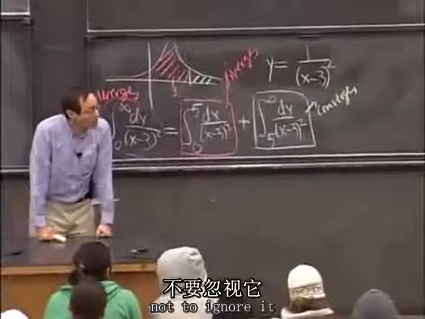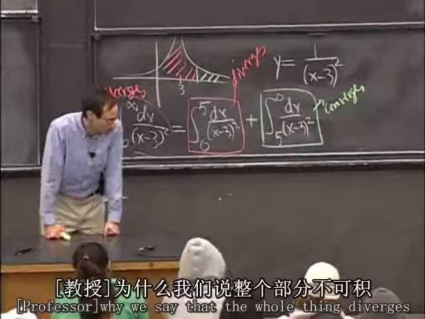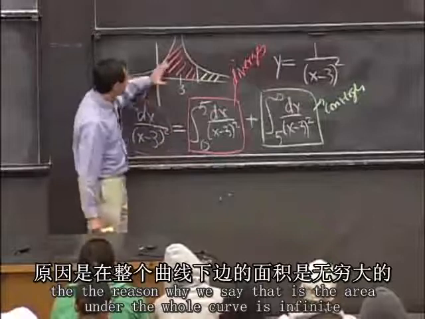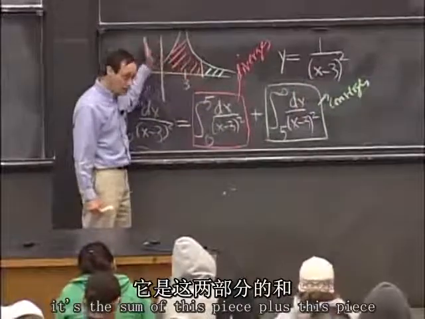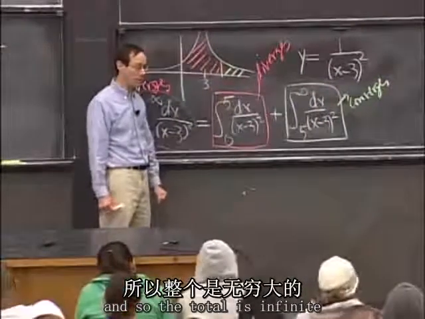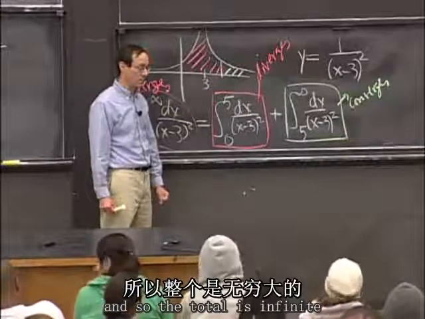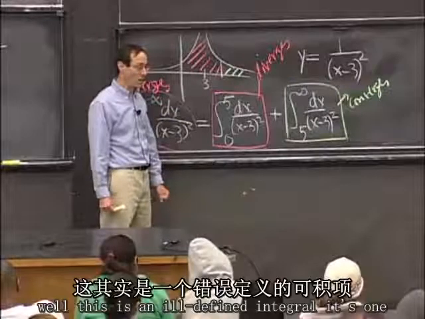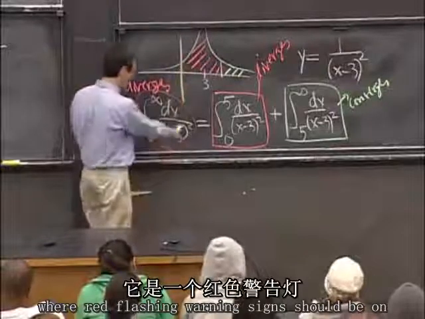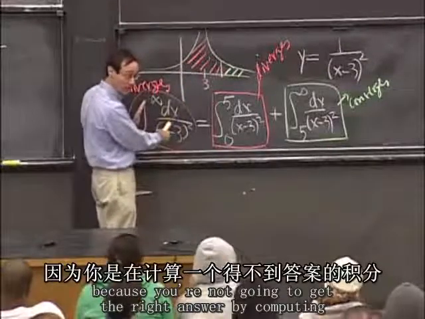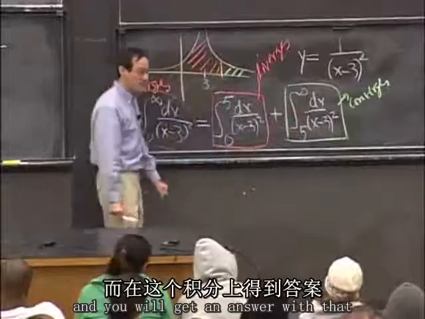Yeah, question. Why do we say that the whole thing diverges? The reason why we say that is the area under the whole curve is infinite. It's the sum of this piece plus this piece, and so the total is infinite. We're stuck. This is an ill-defined integral. It's one where your red flashing warning signs should be on, because you're not going to get the right answer by computing it. You'll never get an answer. Similarly, you'll never get an answer with this, and you will get an answer with that. Okay?